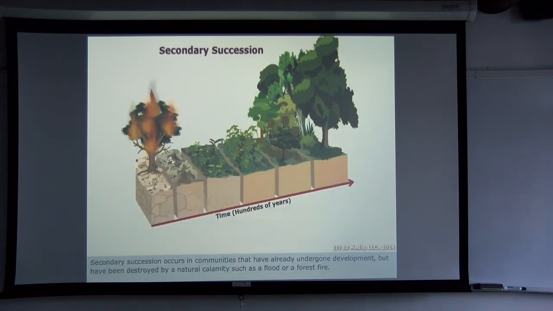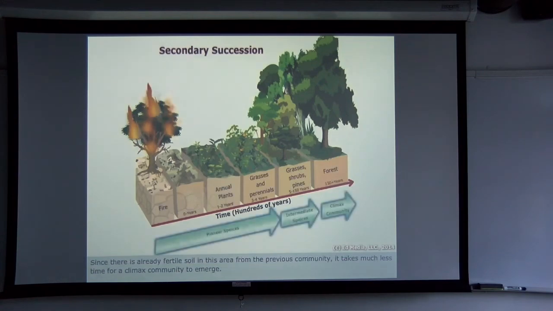Secondary succession occurs in communities that have already undergone development but have been destroyed by a natural calamity such as a flood or forest fire. Since there's already fertile soil in this area from the previous community, it takes much less time for a climax community to emerge.